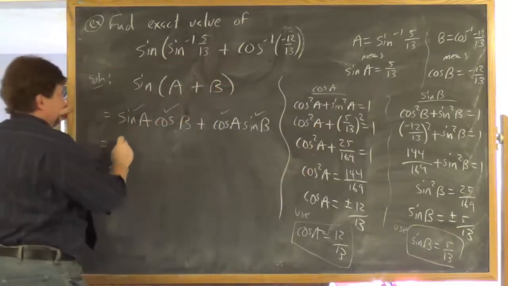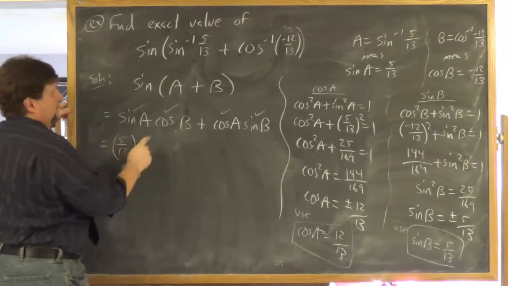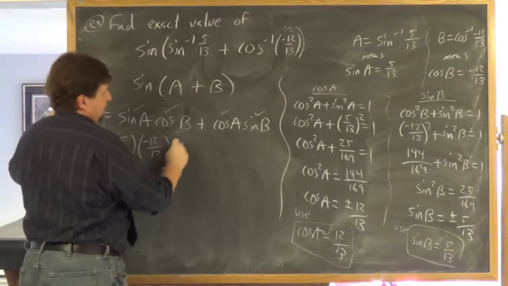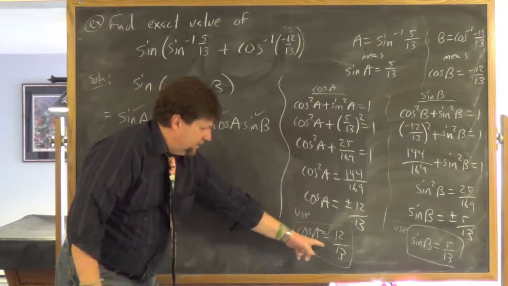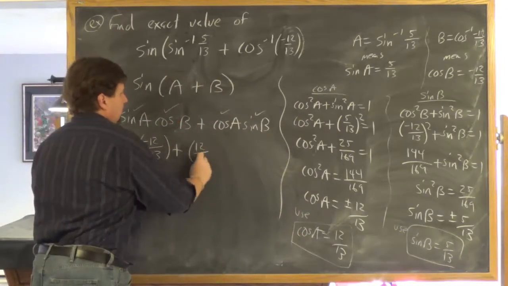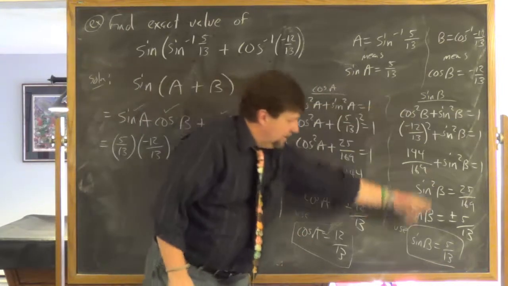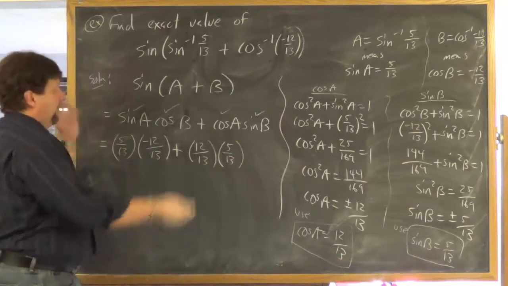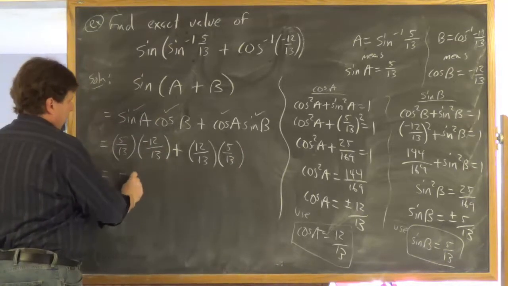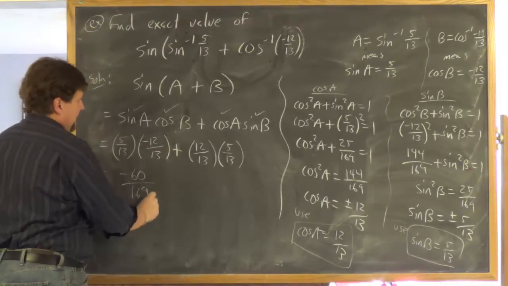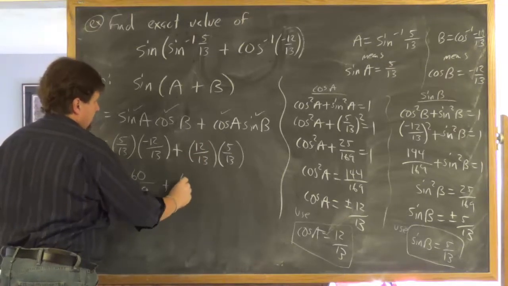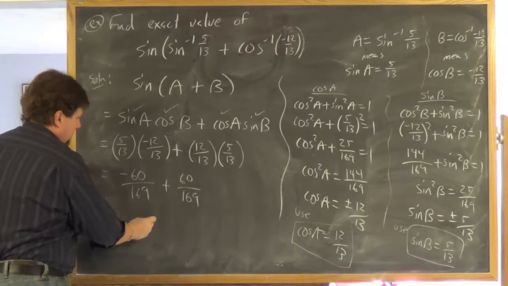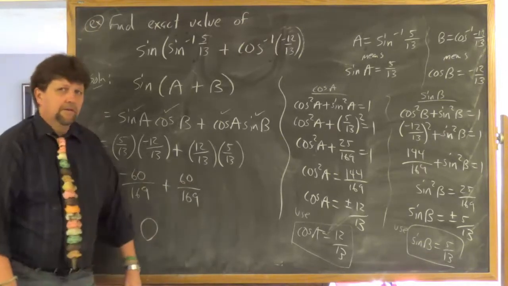So let's substitute in sine of A. Here it is, 5/13. Cosine of B, it's over there, negative 12/13. Cosine of A, 12/13. And the sine of B, 5/13. And we multiply this stuff together. We get negative 60 over 169 here. This gives us 60 over 169. And we add those together and we get 0.